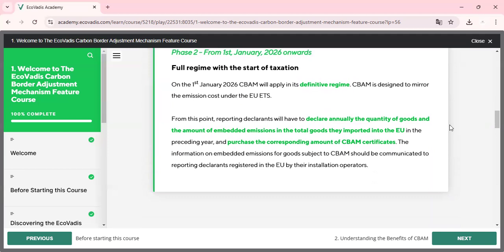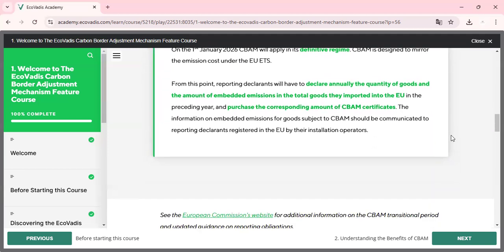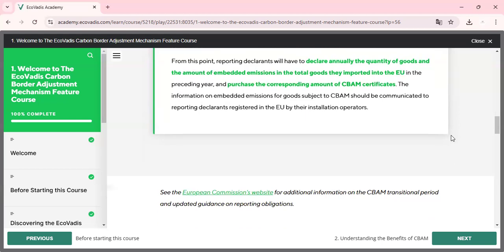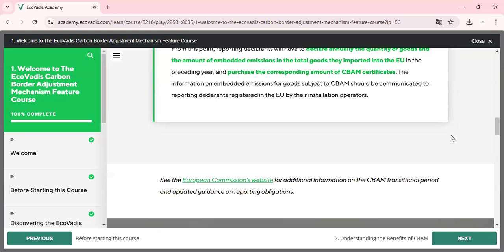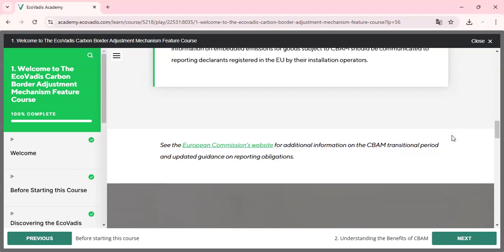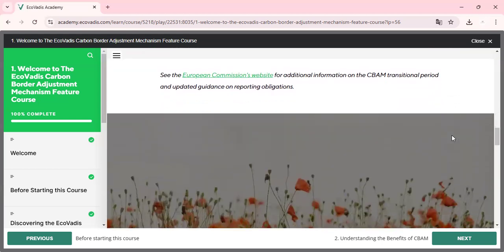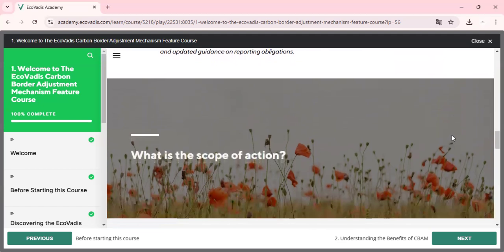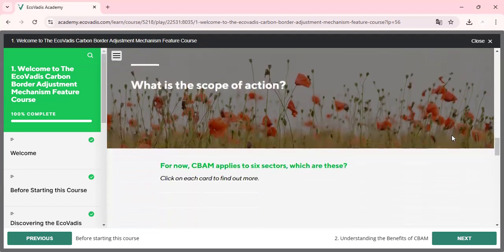From this point, reporting declarants will have to declare annually the quantity of goods and the amount of embedded emissions in the total goods they imported into the EU in the preceding year, and purchase the corresponding amount of CBAM certificates. The information on embedded emissions for goods subject to CBAM should be communicated to reporting declarants registered in the EU by their installation operators. See the European Commission's website, opens in a new tab, for additional information on the CBAM transitional period and updated guidance on reporting obligations. What is the scope of action?